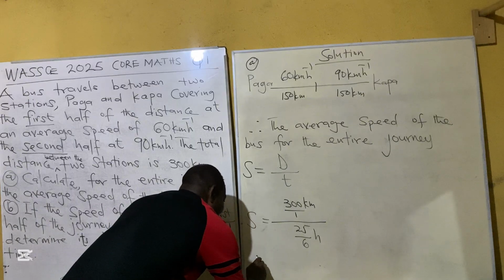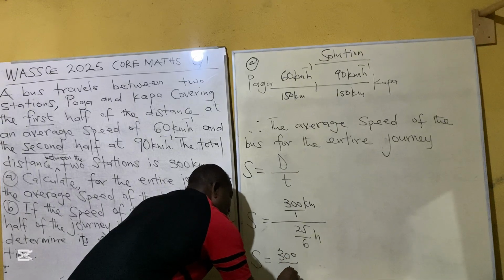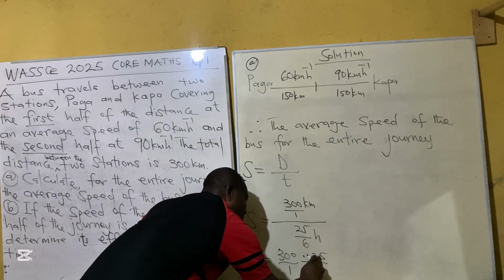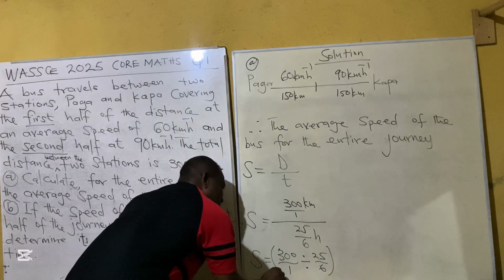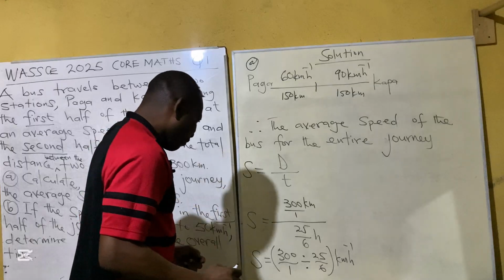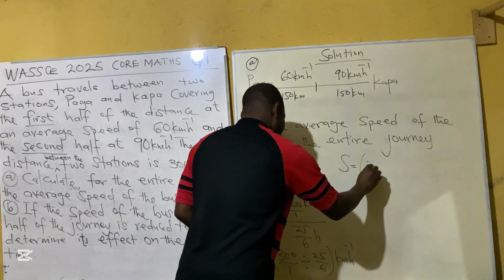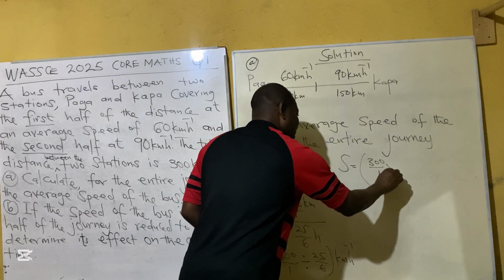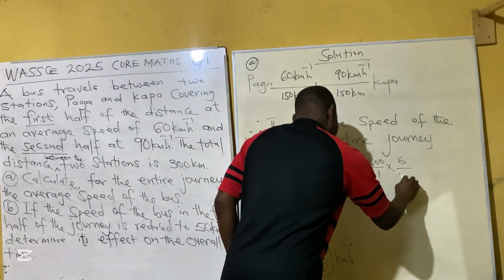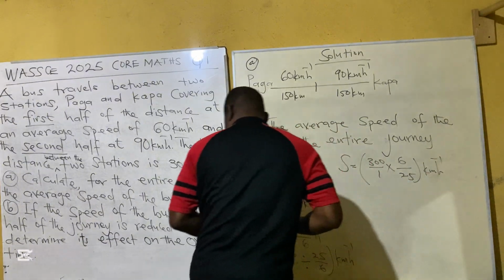So we have S is equal to 300 over 1 divided by 25 over 6. Let's put this in bracket. And then the unit will be kilometers per hour. Let's continue over here. So we have S is equal to, bracket begins, 300 over 1 times, then we reciprocate what is here. You are going to get 6 over 25. That is kilometers per hour.